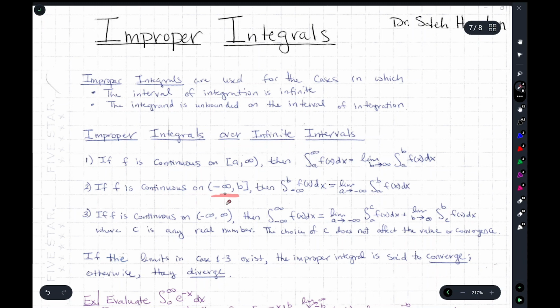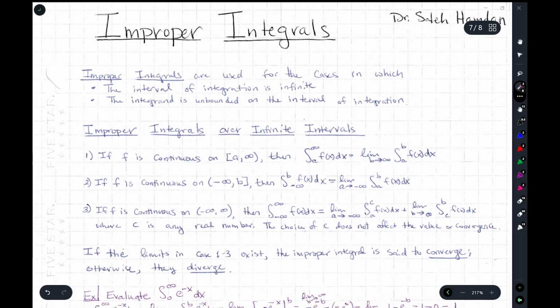If you want to integrate from negative infinity to b, so you want the area under the curve to the left of b, then you'll integrate a to b and you'll take the limit as a goes to minus infinity.